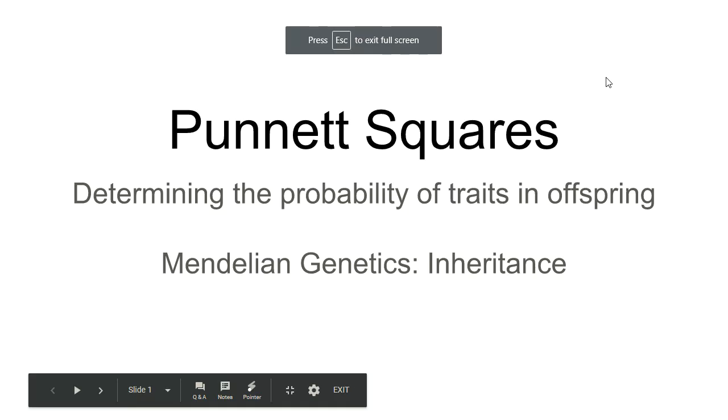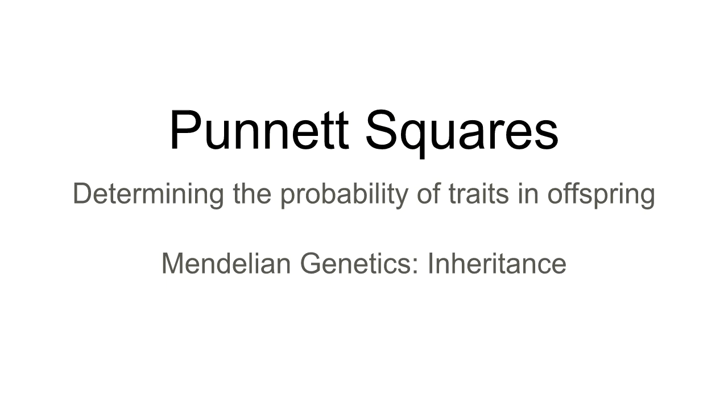Alright, so this video is all about Punnett squares. And the big idea here is I want to introduce a lot of vocabulary that's going to be important, and then get into some examples of how they actually work. So with Punnett squares, the idea behind them is to determine the probability of traits in offspring.